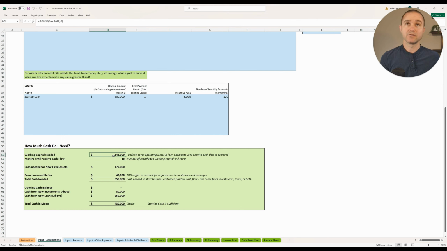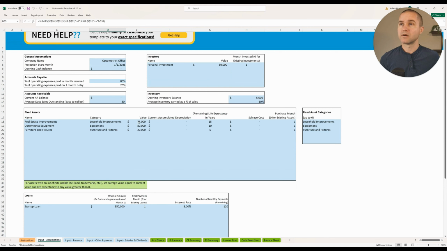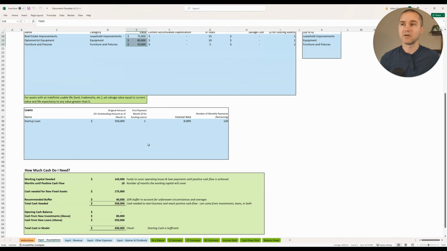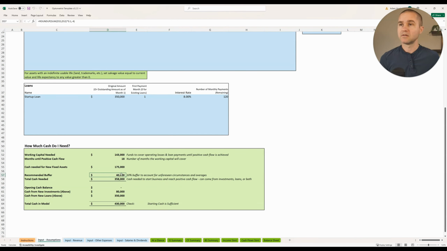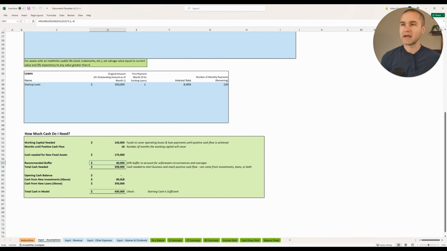the model's assuming it's going to take us 18 months to reach a cash flow break even. And so we're going to need $143,000 of working capital to help cover us and kind of float during that ramp up period. We're also going to need the $175,000 for these fixed assets and renovations. And then the model is saying, hey, you should have a $40,000, or roughly 10%, buffer. So that amounts to $358,000 in total cash needed. And we have $80,000 from our personal investment plus $350,000 in that loan. So total cash is sufficient.